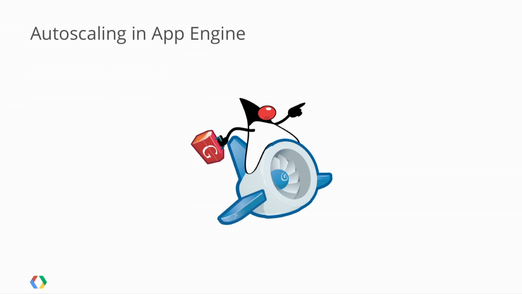App Engine has a Java runtime. We can automatically scale to meet your needs, and it works pretty well. For the average user, you're not really going to see much limitation when it comes to that.